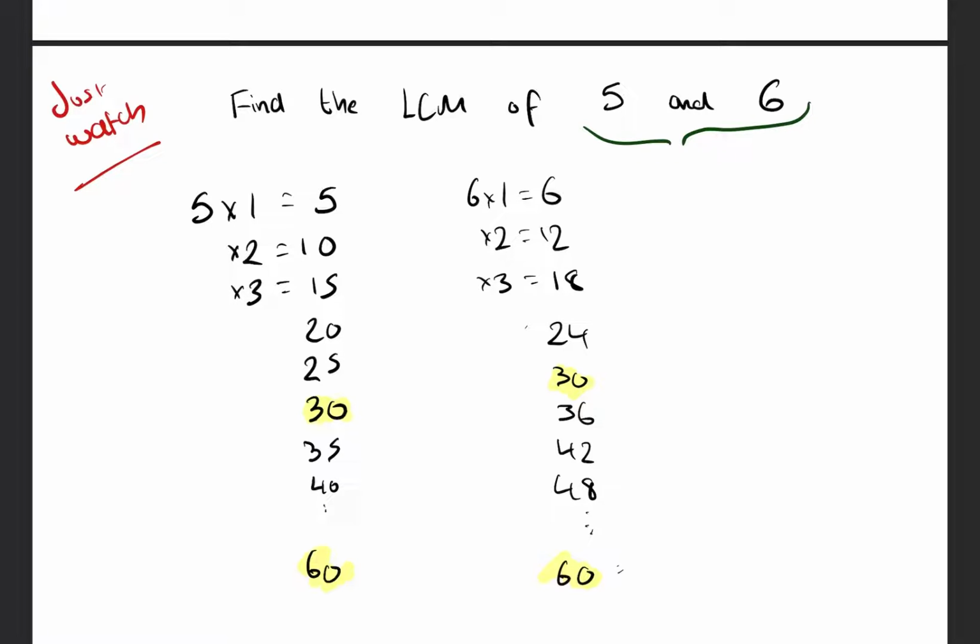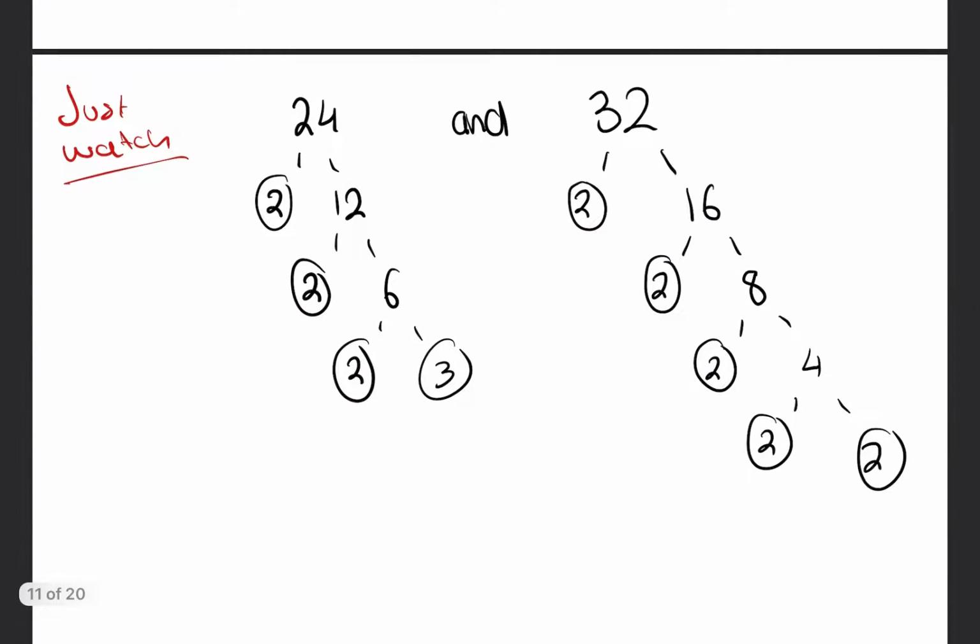Well, lowest common multiple, lowest is what it sounds like in the name. What's the first time to get a common one? The answer is 30. Okay. Let's get some more difficult numbers.